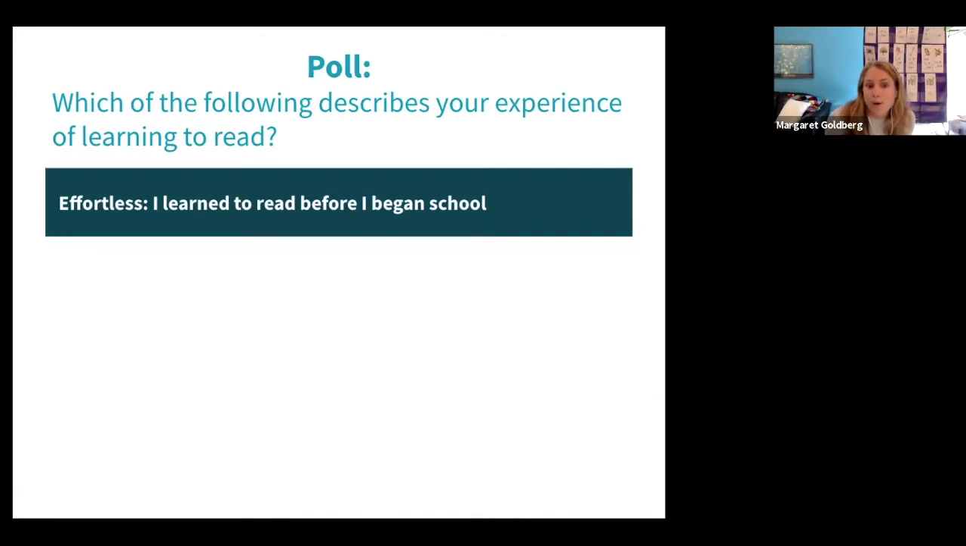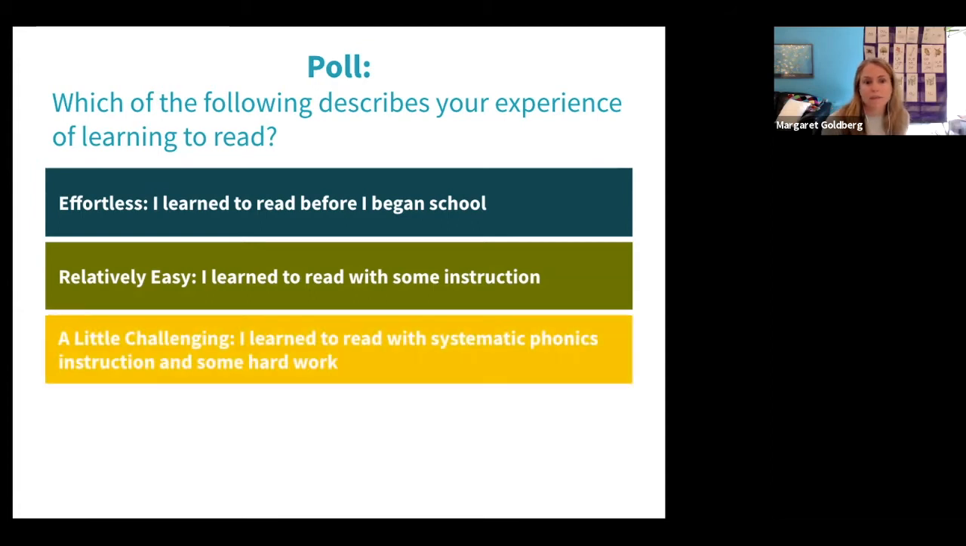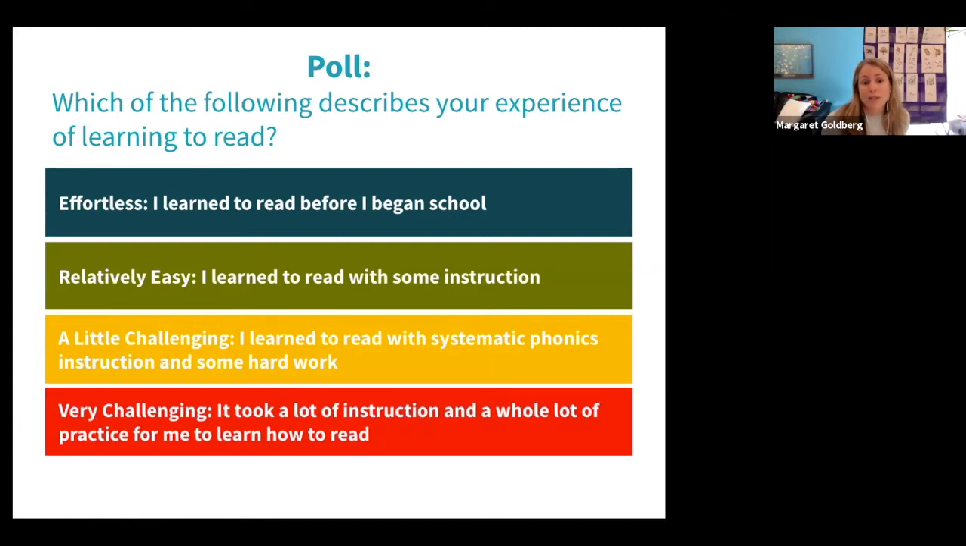We're going to start with a poll. So the poll will be deployed in a moment. You are going to give the first answer, effortless, if you learned how to read before school began. If you learned relatively easily, you'll select the second option. That means you learned to read with some instruction. You may have some vague memory of being taught to read. If it was a little challenging, you're pretty sure that you learned to read with systematic phonics instruction and some hard work. And if it was very challenging, it took a lot of instruction, a whole lot of practice for you to learn how to read.